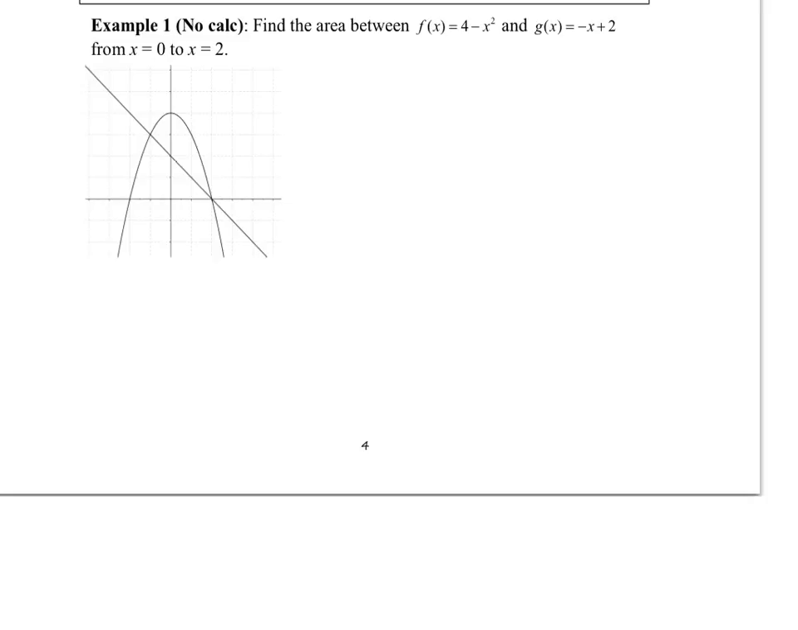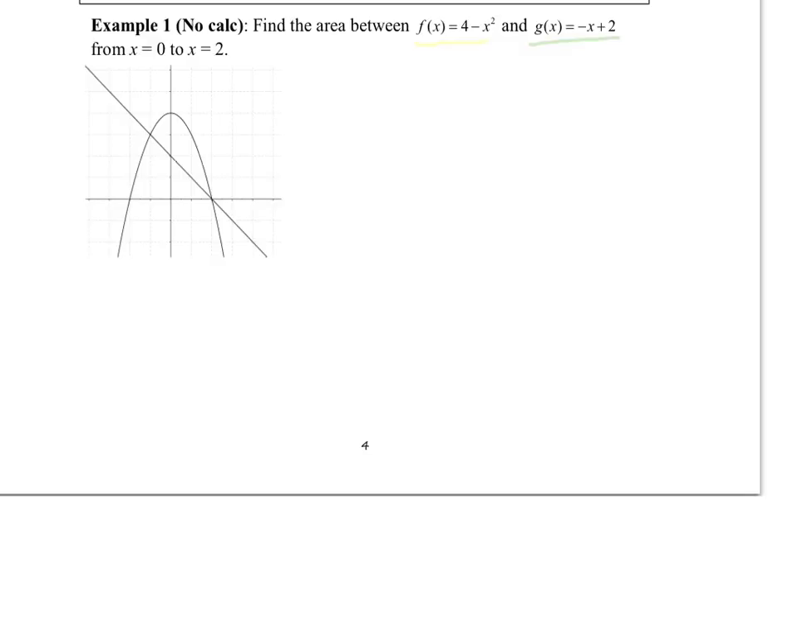All right, so step 1, example 1, no calculator for this problem. Find the area between f of x equals 4 minus x squared. So we'll just say that we'll let him be the yellow guy today. And then g of x wants to be green. Go Packers. Okay, negative x plus 2.